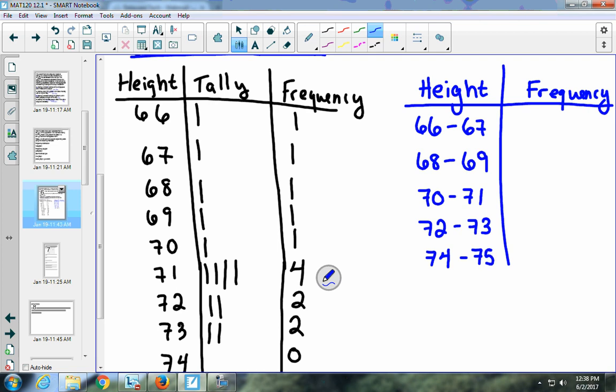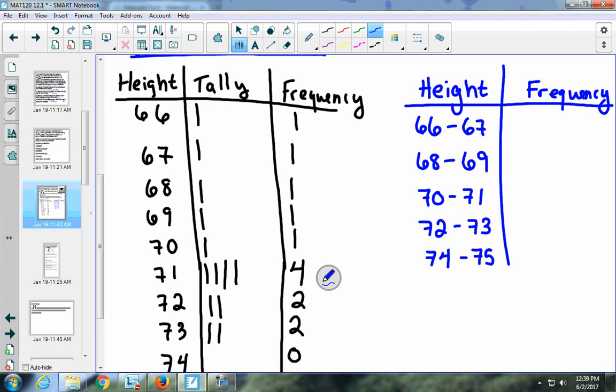One other thing I want to point out, notice there is no overlap. I go from 67 to 68. We don't want something like the first group as 66 to 67 and the next group as 67 to 68, because then I wouldn't know where to put the person that is 67 inches tall.